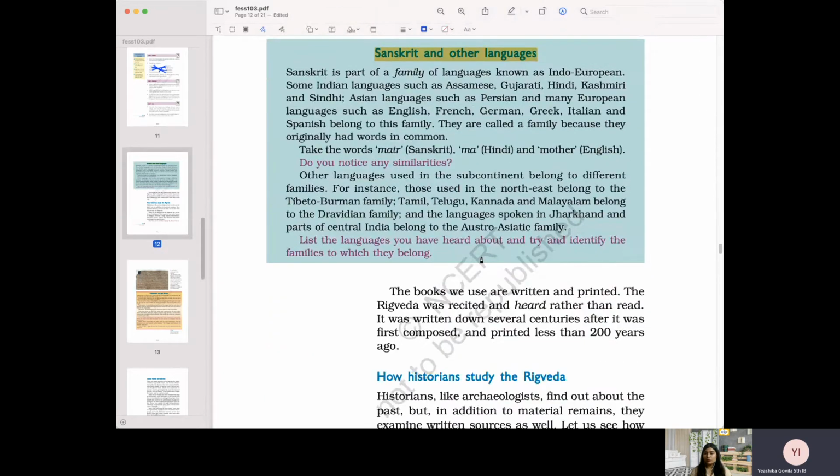So we discussed Sanskrit and other languages. We discussed that Sanskrit, Gujarati, Hindi, etc. all belong to Indo-European, right? India plus Europe. Then next we discussed other languages like English, French, etc. So they belong to the European family.